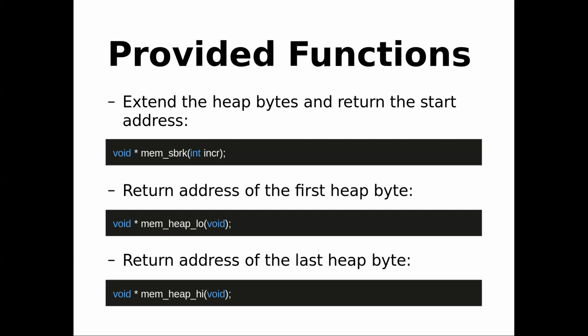Here are some of the provided functions that you can call. These are all in, I believe, memlib.c and memlib.h, which is in the provided base repo. We have mem-sbrk, which is what we talked about earlier. This increases the process size and allows you to essentially extend your heap, so this is what you would call if you want to extend your heap. The second one, mem-heap-low, returns a pointer to the beginning of the heap. And the last function, mem-heap-high, returns the address of the last heap byte. These are all functions you may want to call in your code.